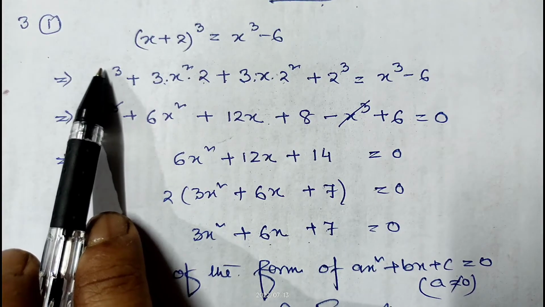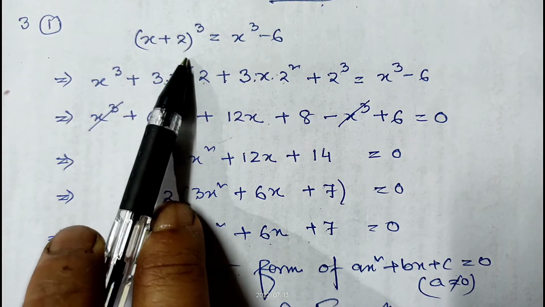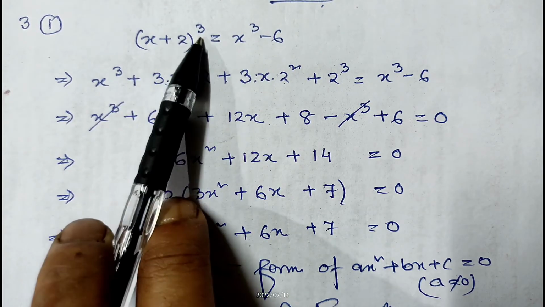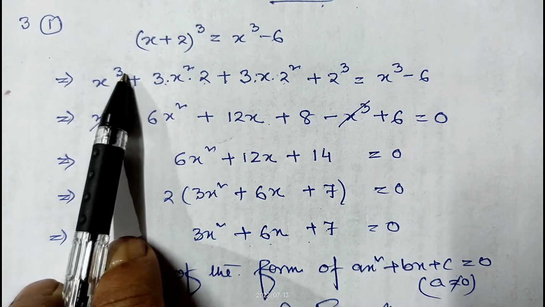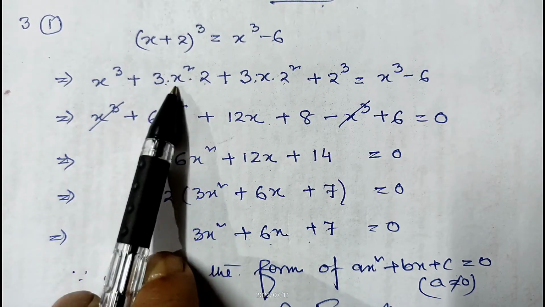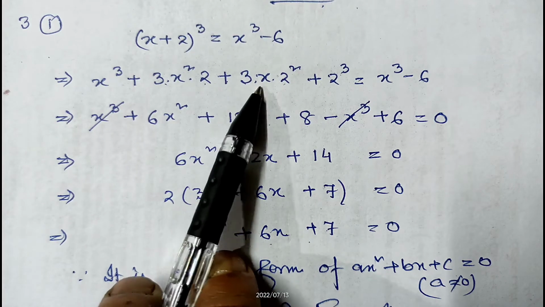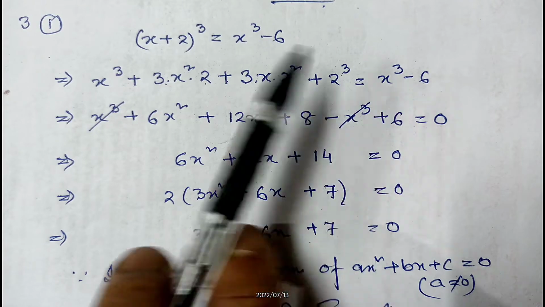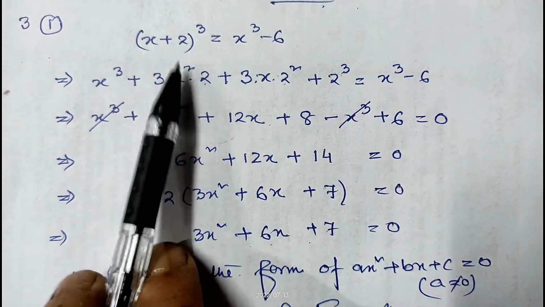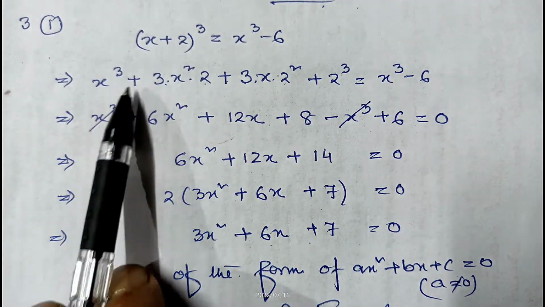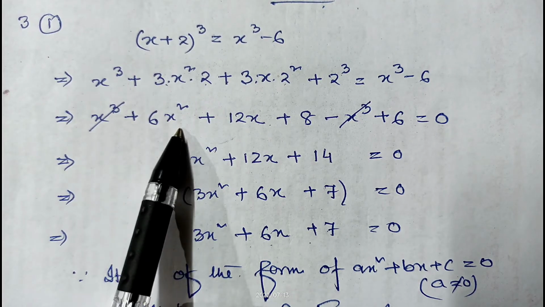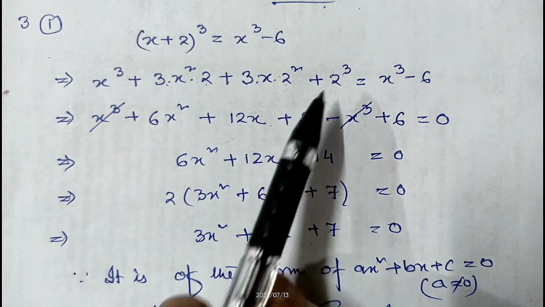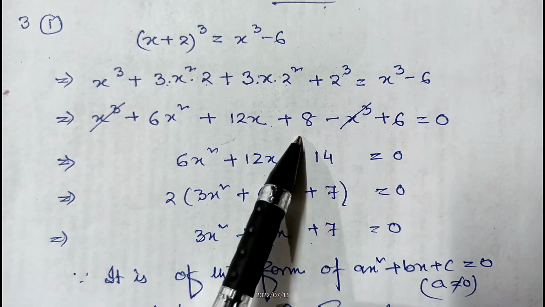In question number 3, first part, question is x plus 2 whole cube equal to x cube minus 6. Here it is a plus b whole cube. We know the formula. It is a cube plus thrice a square b plus thrice ab square plus b cube equals to x cube minus 6. So here you have to apply a plus b whole cube formula. So it will be x cube plus 3 into 2, 6x square, plus 2 into 2, 4, 3 into 4, 12x, plus 2 cube, 2 into 2, 4, 4 into 2, 8.